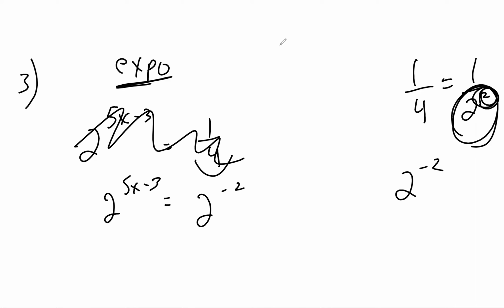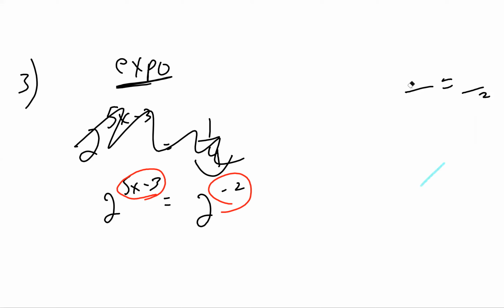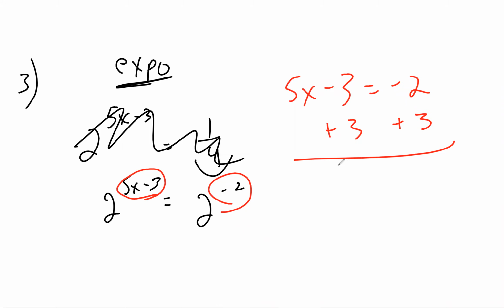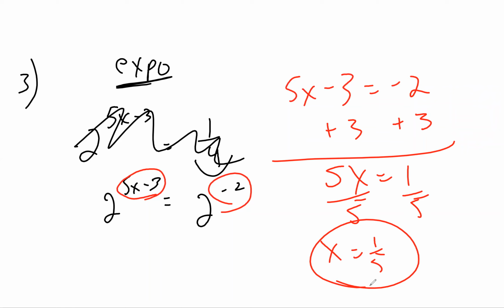And I say, okay, well, since my bases are the same, I'm going to take these exponents and set them equal to each other. And then I'm just going to solve that new equation. And so what I'll have is 5x minus 3 equals negative 2. And then I will add 3 to both sides, and I will get 5x equals 1. I divide both sides by 5, and x will be 1/5. Done.